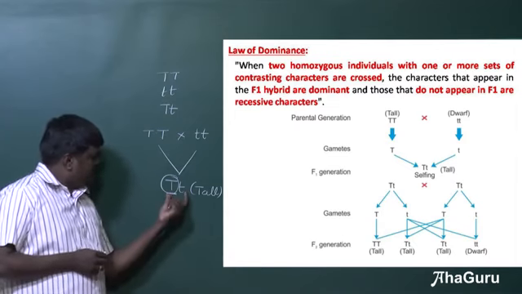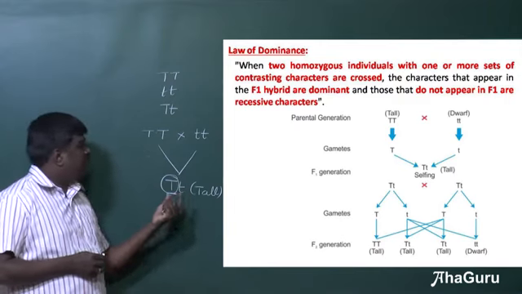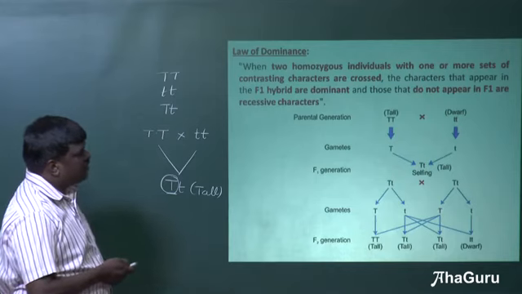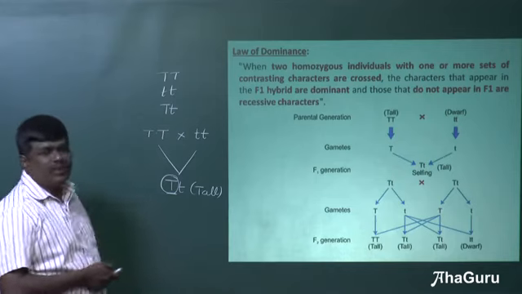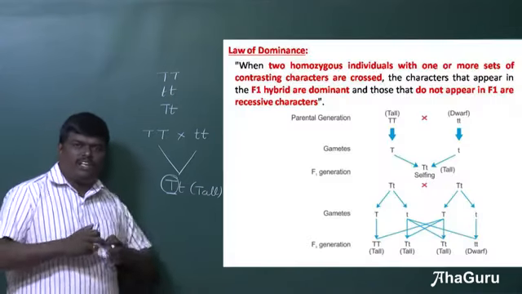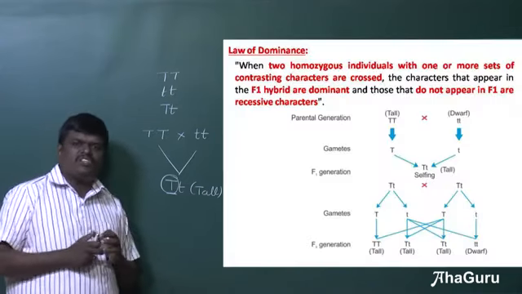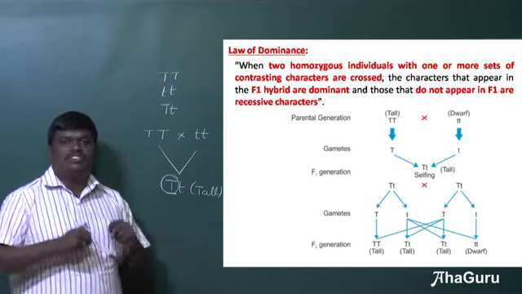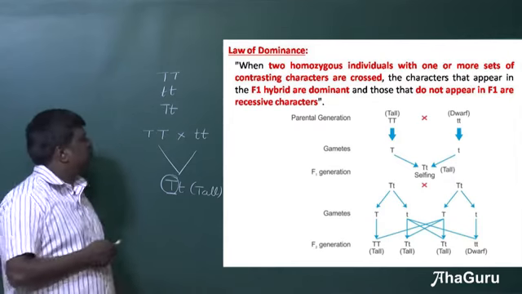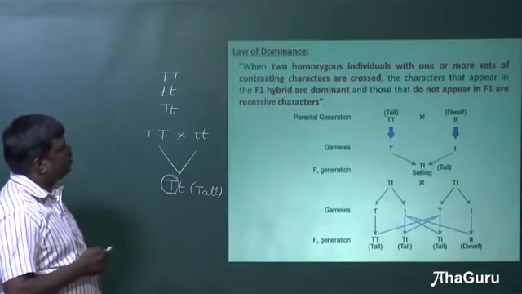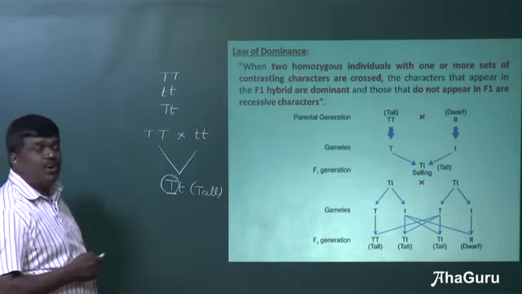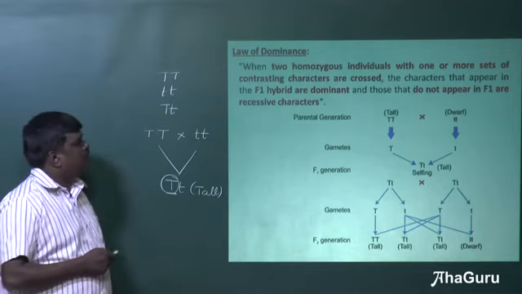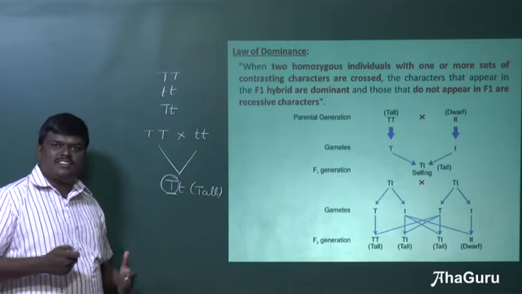Whereas in the F1 generation, the small t, the dwarf character, is not expressed, because it is recessive in nature. In the F1 hybrid, the first filial generation, the character that is expressed is known as the dominant character, and the one that is not expressed is known as the recessive character. That is what is explained in the law of dominance. When 2 homozygous individuals with 1 or more sets of contrasting characters are crossed, the characters that appear in the F1 hybrid are called dominant, and those that do not appear in F1 are called recessive characters.